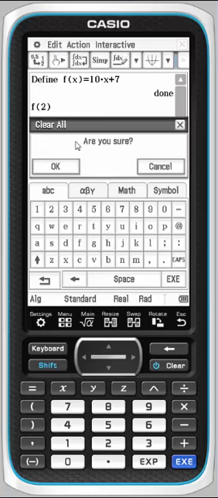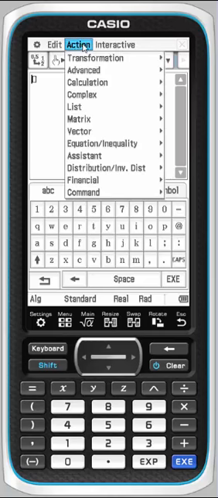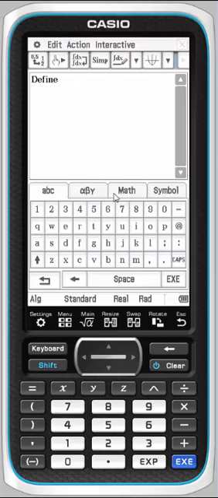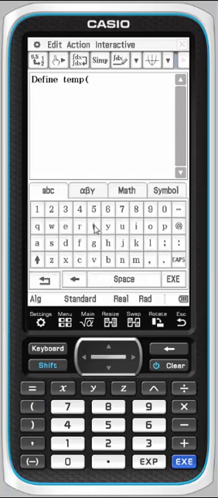Let's try it again. I'm going to clear all, and I will go, you can also find define under command here. Define. So I'm going to define a new function. I'm going to call it temp, parentheses, and then I'll use t.